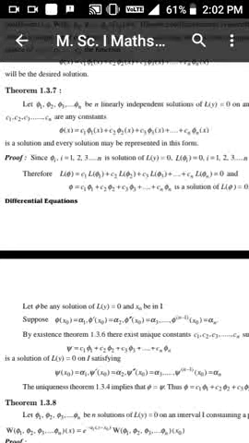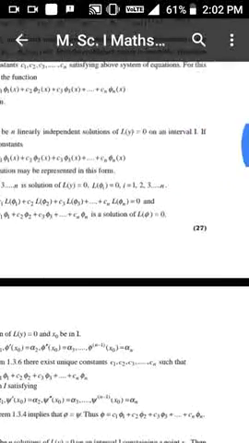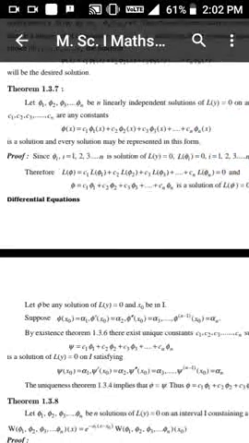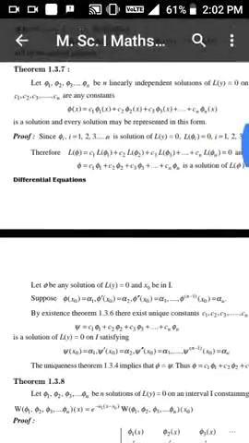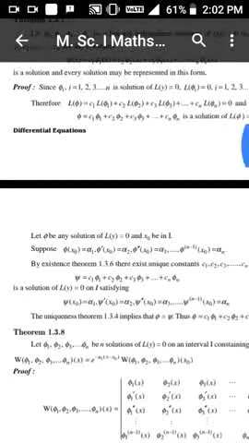Let phi 1, phi 2, ..., phi n be linearly independent solutions of L(y) = 0 on an interval I. If c1, c2, ..., cn are any constants, phi(x) = c1 phi 1(x) + c2 phi 2(x) + c3 phi 3(x) + ... + cn phi n(x) is a solution, and every solution may be represented in this form. Proof.